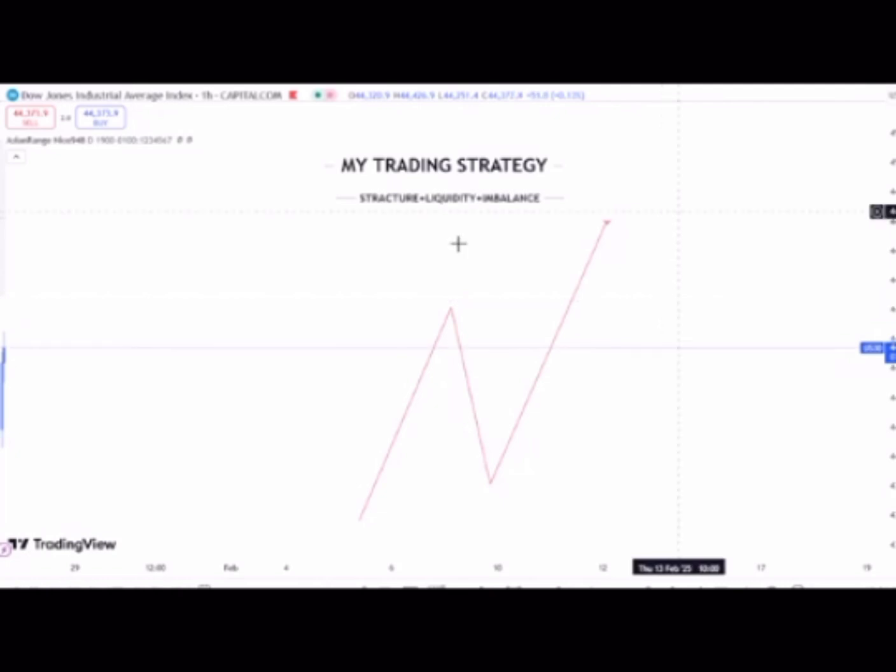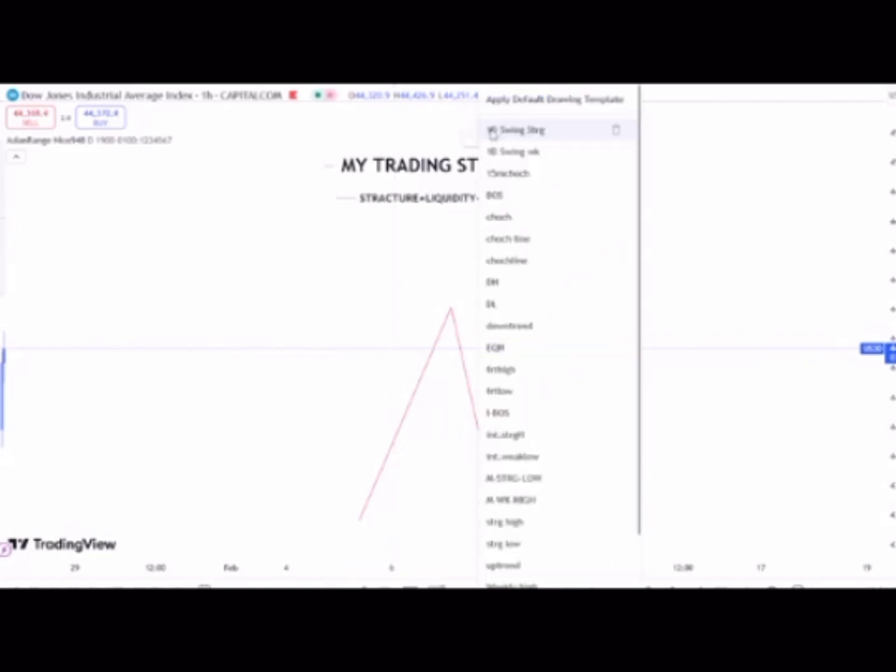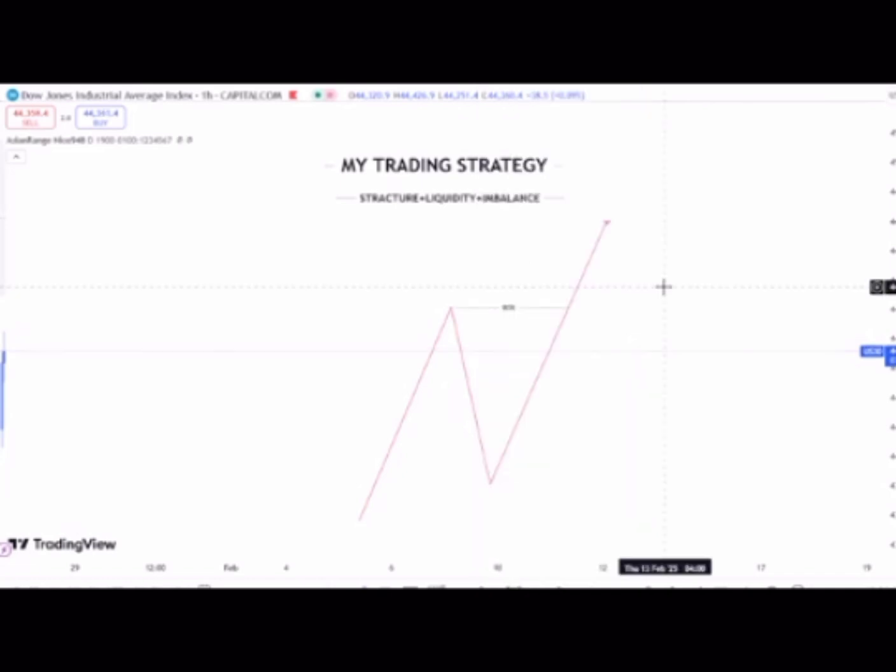So what do I do? After I come back, I look for my structure. The first thing is to look for my structure. So I see the structure here. The structure is broken right here. This is the break of structure. So I identify my box on whichever time frame it is. After identifying my box, this is the next thing I do.